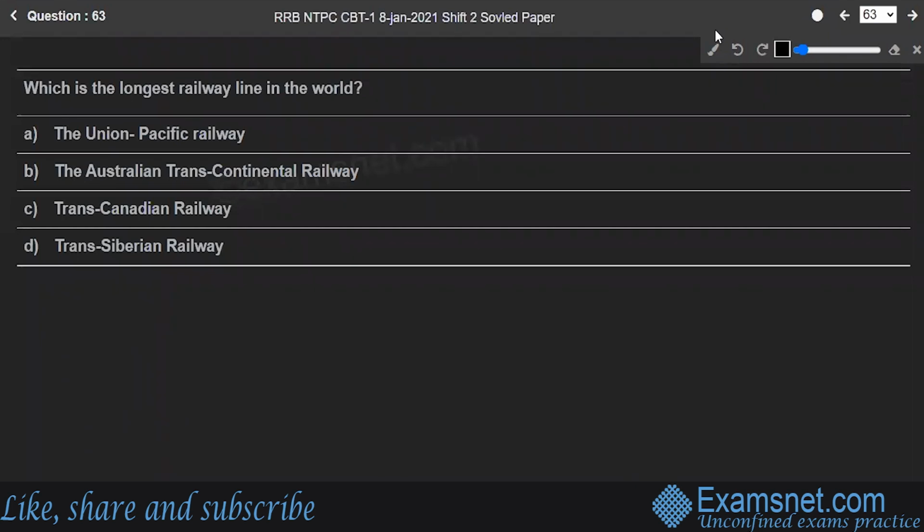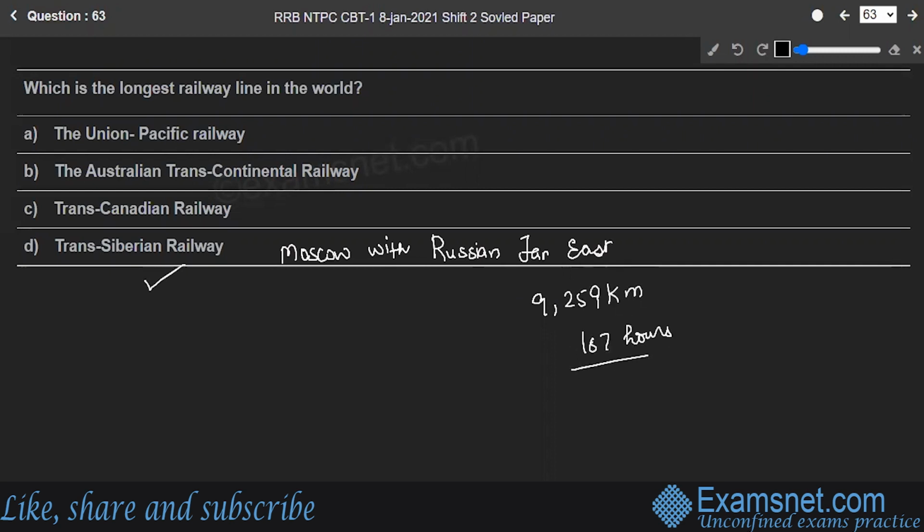Question number 63, which is the longest railway line in the world? Is it Union Pacific Railway, Australian Transcontinental Railway, Trans-Canadian Railway, or Trans-Siberian Railway? Well, the correct answer is Trans-Siberian Railway. This is the longest railway line in the world. Trans-Siberian Railway connects Moscow with Russian Far East. Its running distance is 9,259 kilometers and its journey takes about 167 hours. That is 6 days to complete.